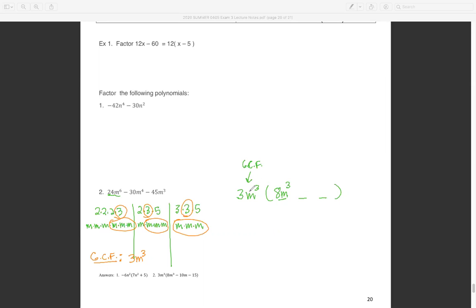Then what do we need here times 3m cubed to get back this one? We'll need a negative 10, because 3 times negative 10 will give us negative 30, and then we'll need 1 more m to get a total of 4. 1, 2, 3, 4. And for the last one, 3 times negative 15 will get us back 45. And when you multiply that, we'll get back our 3 m's as well. So the final answer is 3m cubed times 8m cubed, subtract 10m minus 15.